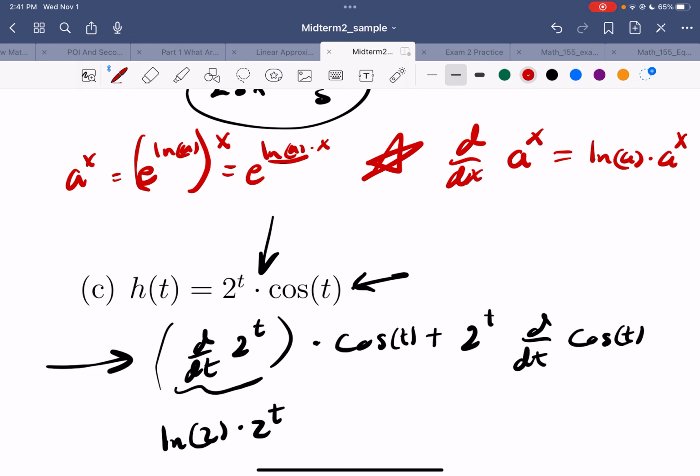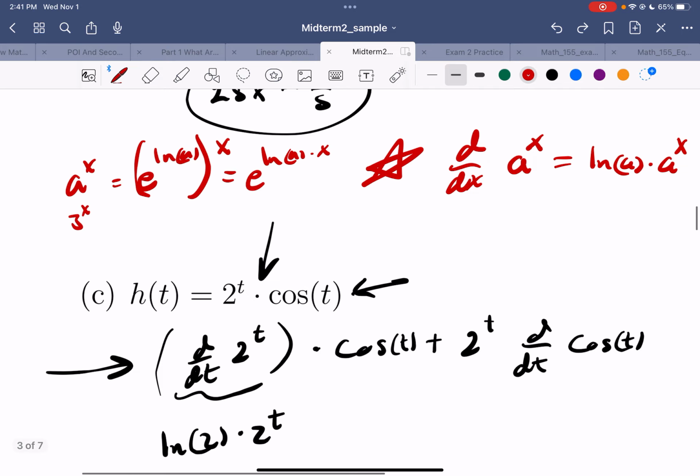And this right here is a number. Natural log a is just a number. If it was 3 to the x, or gosh, if it was 2 to the x, then that would say natural log 2, which is 0.69 something, okay? Anyway, this is definitely something worth remembering because I don't think it's on the formula sheet.